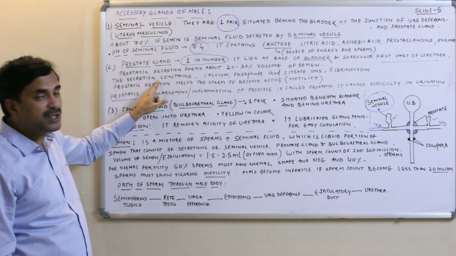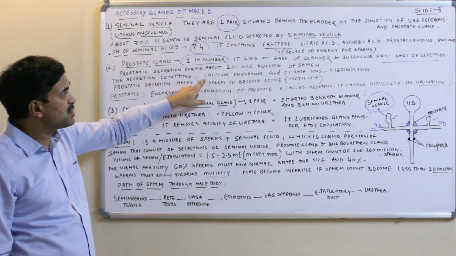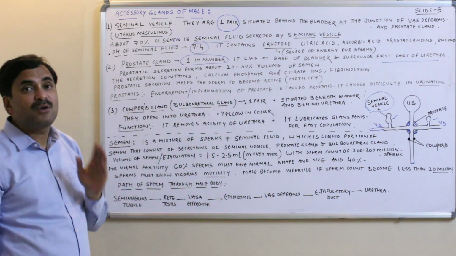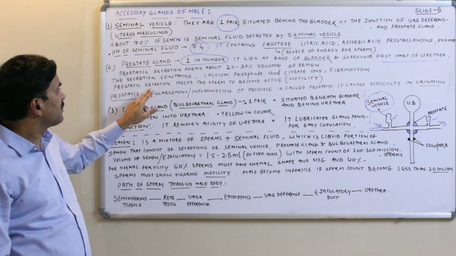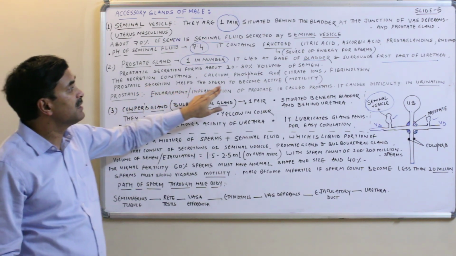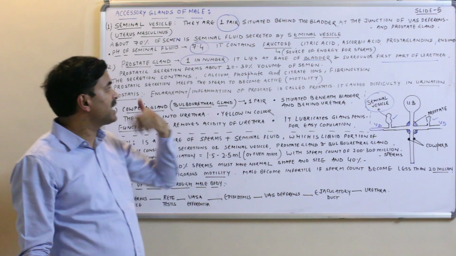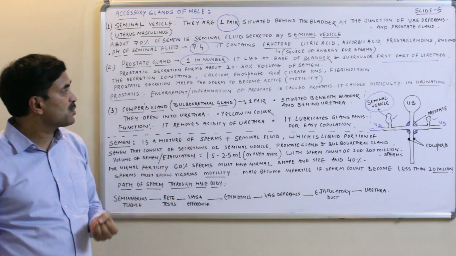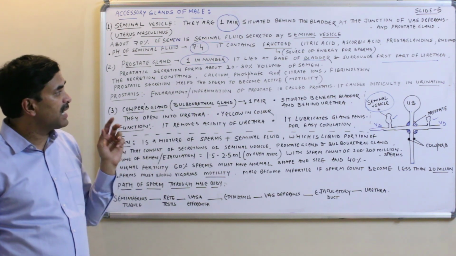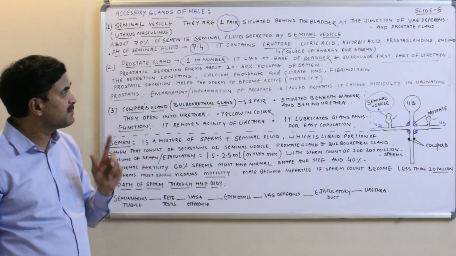The secretion of the prostate contains calcium, phosphate and citrate ions, fibrinolysin, and fibrinogenase enzyme. The prostatic secretion is helpful in sperm motility, or I can say that the secretion of the prostate gland makes the sperm active, so that they show vigorous motility.